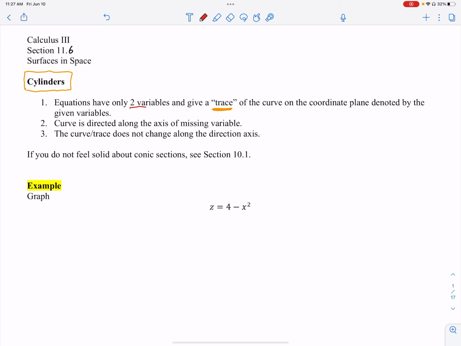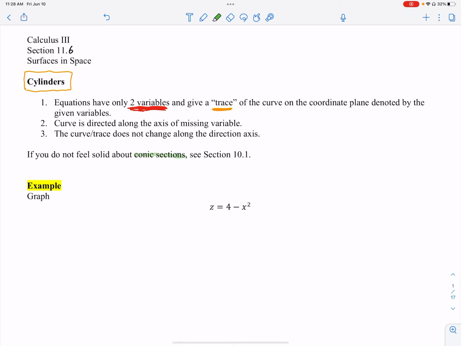They have two variables. This is important because the rest of this section, after this video, we'll start dealing with 3. The curve is directed along the axis of the missing variable. So when we have x, y, and z, we'll have a missing one, and the curve moves along this, and you'll see what I mean by moves along. It's directed along. And then the curve or the trace does not change along the direction axis, and you'll see what I mean.